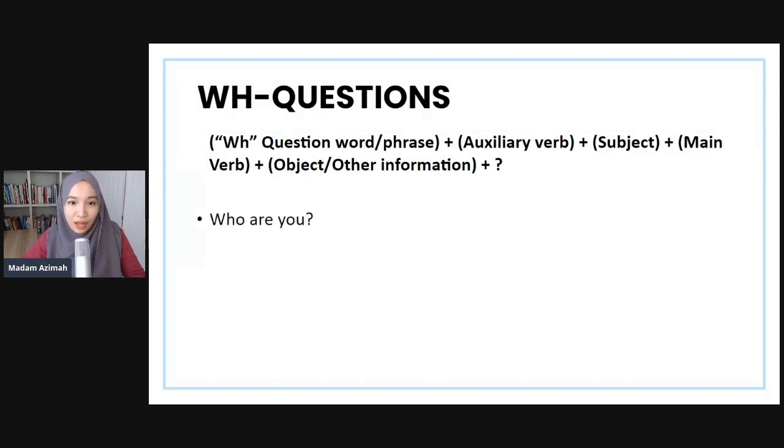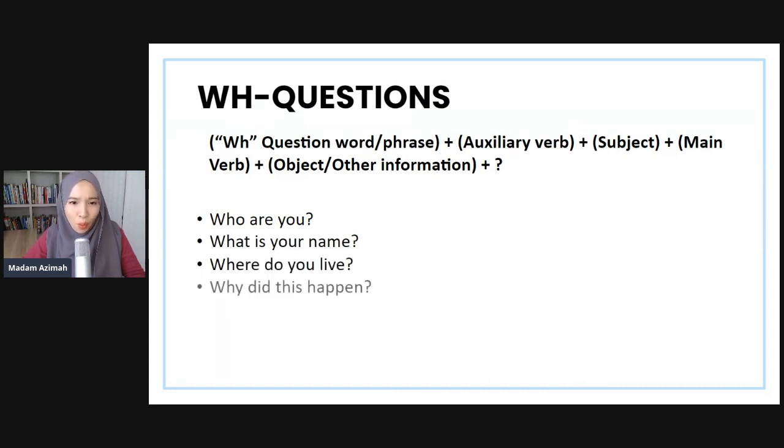Okay, it looks like maths, but it's very simple. Look at this one. Who are you? What's your name? Where do you live? Why did this happen? So those are the WH questions. Now, this is very simple. However, we do have students or learners writing this out.